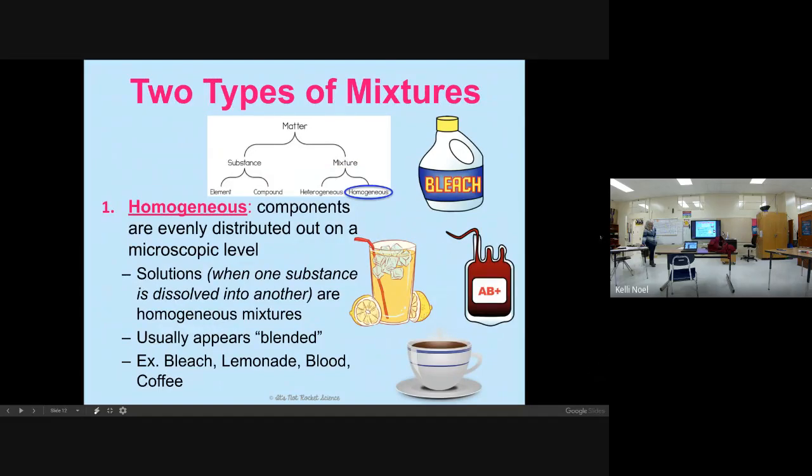Now, mixtures, we can break them down into two categories as well. So, homogeneous mixtures, these are evenly distributed.